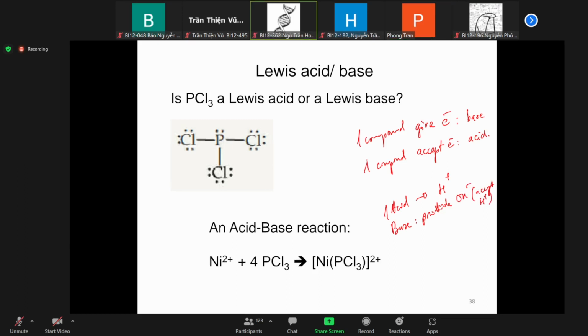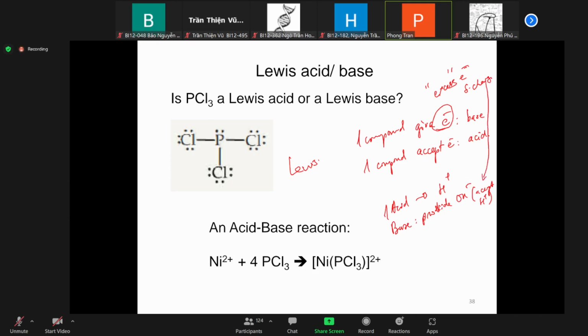Yes. So you can see here the Lewis definition is a little bit larger. One compound that can give electron, so that means it has a pair of electrons, in the central atom you have negative charge. So that can accept the proton. It can accept the proton.